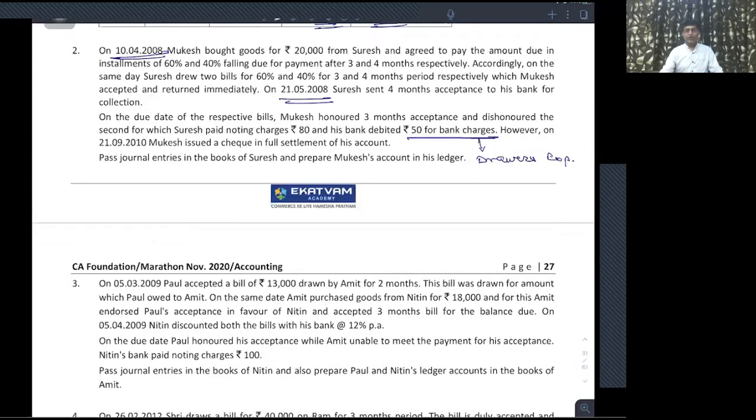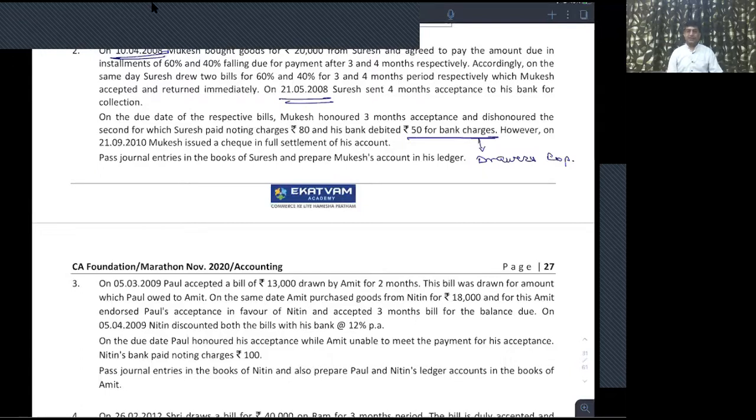First bill of 12,000 is honored by the drawee. Therefore, the entry for that will be bank account debit to bills receivable account 12,000. Yes or no? However, the second bill of 8,000 is dishonored and there are the noting charges of 80 paid by the drawer. Entry will be Mukesh account debit 8,080 to bills for collection account 8,000, to cash account 80. I'll repeat the entry. Mukesh account debit 8,080 to bills for collection account 8,000, to cash 80.